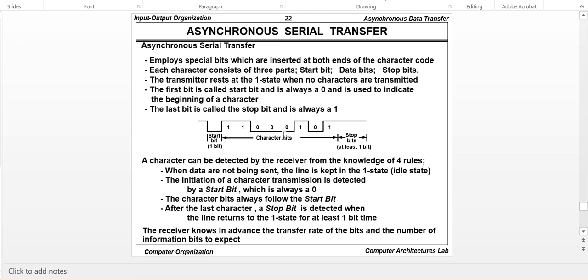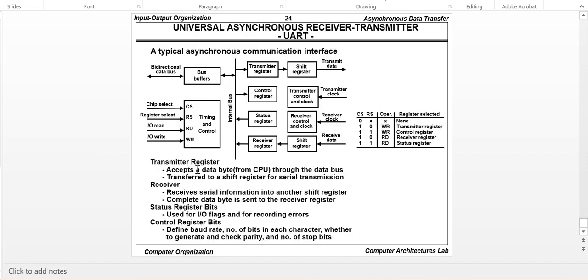So if even parity is set, it means the data contains an even number of ones. It will count the number of ones and check whether the number is even. If it is even, it will assume that the data has been transmitted correctly. Otherwise, if odd parity is set, the number of ones will be an odd number. Mostly even parity will be followed.